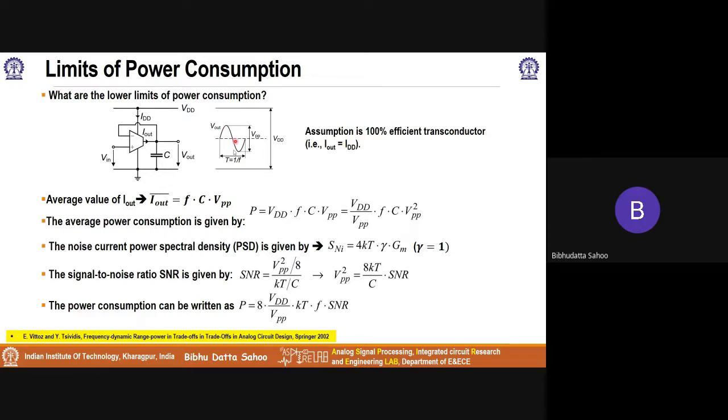Now, if I look at this waveform of the output voltage, the output average current is given by the frequency times the capacitance times the peak to peak swing. So this is the output average current. The average power consumption is therefore given by the average current times the supply voltage, which is VDD times this. Okay.